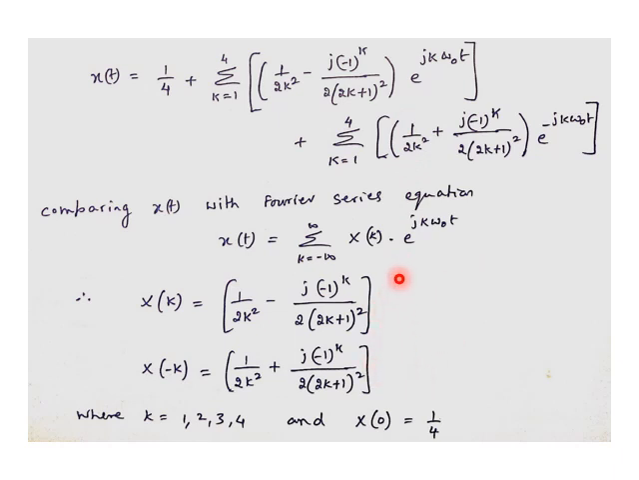But the condition I just observed is k varying from 1 to 4, that is 1, 2, 3, 4, but this 1 by 4 is defined for x of 0, because here the value is not there, so t is equal to 0. If t is equal to 0, e to the power 0 is equal to 1, so the constant term, that is x of k, is equal to 1 by 4 when k equals 0. This is what we are able to get with respect to the final series coefficient values. We got the final answer here.